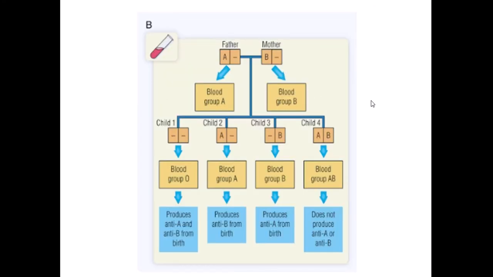So it's so important to know that in blood group A we have anti-B antibodies, blood group B we have anti-A antibodies, and in blood group AB we don't have any antibodies. Blood group O we have anti-A and anti-B all together. This is really very important here to remember.